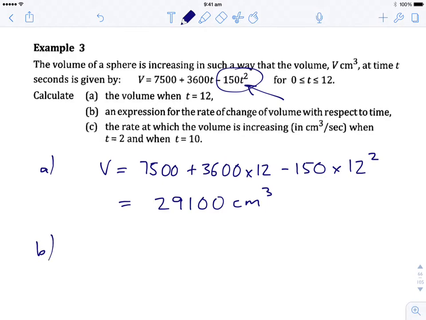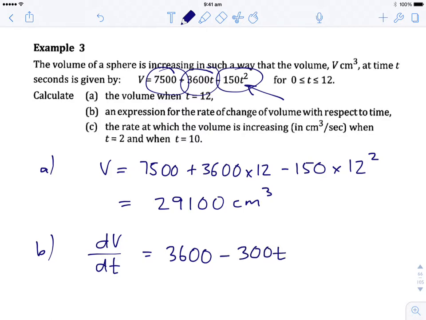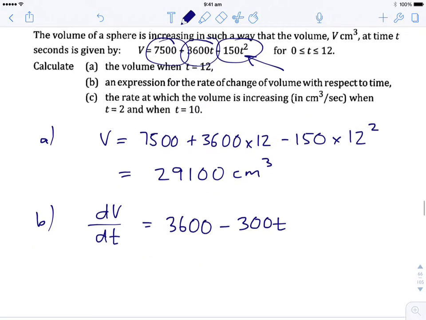Okay, B, an expression for the rate of change of the volume with respect to time. That is dV/dt. That's the rate the volume is changing. Okay, so let's do the derivative. The derivative of 7500 is just 0. The derivative of 3600t is just 3600. And the derivative of negative 150t squared, bring the 2 down the front, subtract 1 from the power, so we get negative 300t. So that's the instantaneous rate of change of the volume.